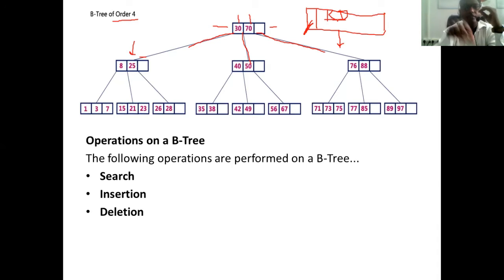So that is the simple structure of a B tree. After that, what are the different types of operations that can be performed on a B tree? Which operations can we perform? We can perform a searching operation. We have to find out where the particular data is present.